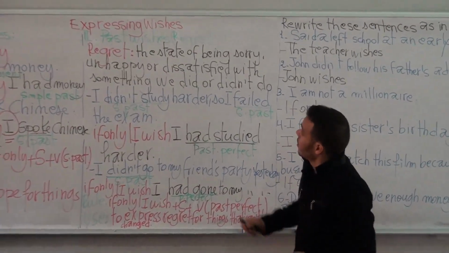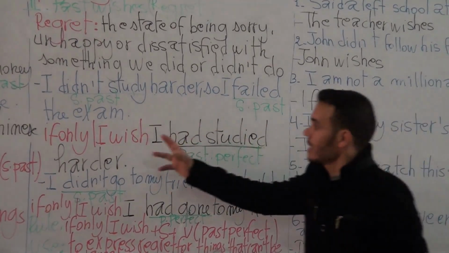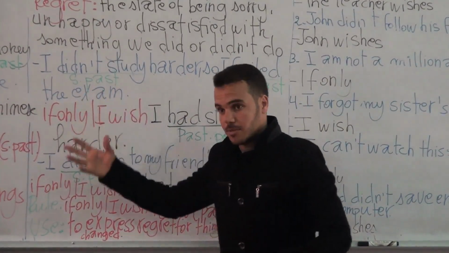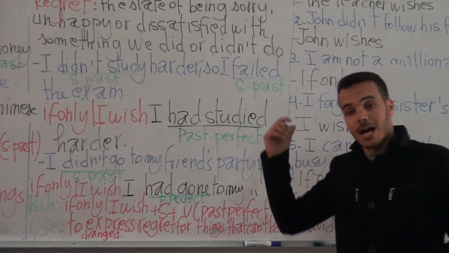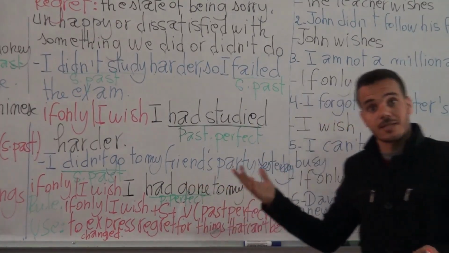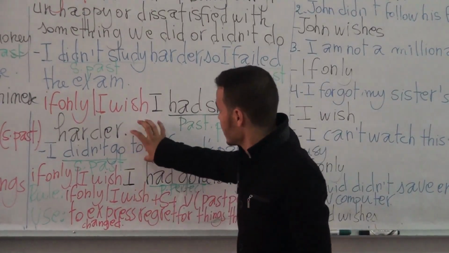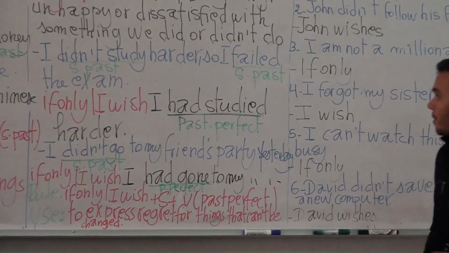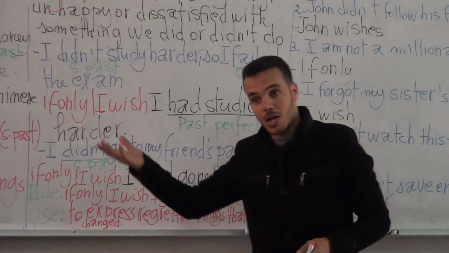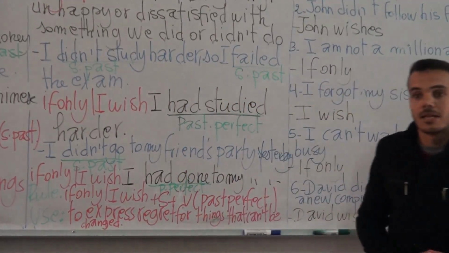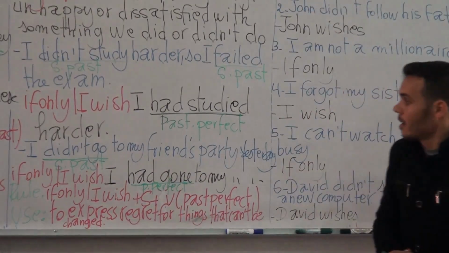Why? For example, the first example, I didn't study harder, so I failed the exam. I am expressing regret. Why? Because I failed the exam. I should have studied harder. Or if I had studied harder, I would have passed the exam. The same thing goes for the second example. I didn't go to my friend's party yesterday. So I wish I had gone to my friend's party yesterday. I regret not having gone to my friend's party.